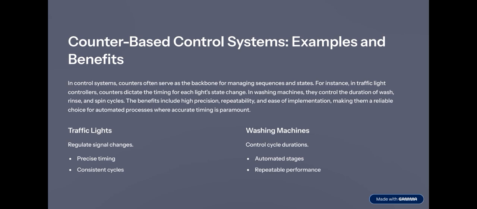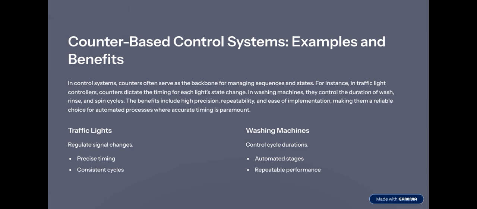Counter-based control system examples and benefits. In control systems, counters often serve as the backbone of managing sequence and state. For instance, in traffic light controllers, counters dictate the timing for each light state change. In a washing machine, they control the duration of wash, rinse, and spin cycles.